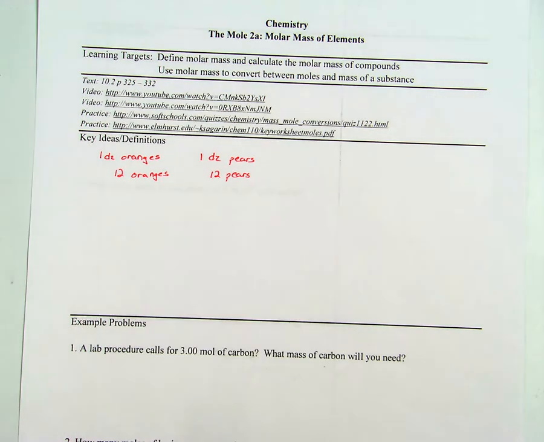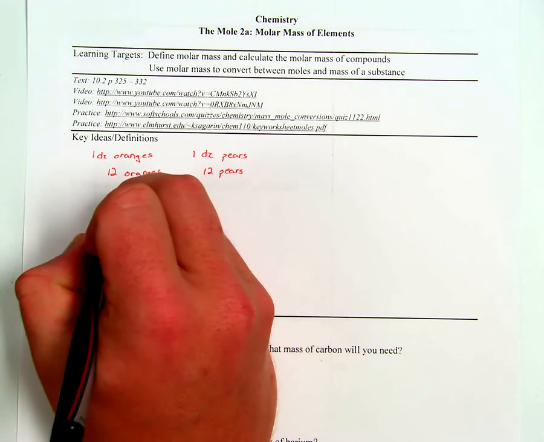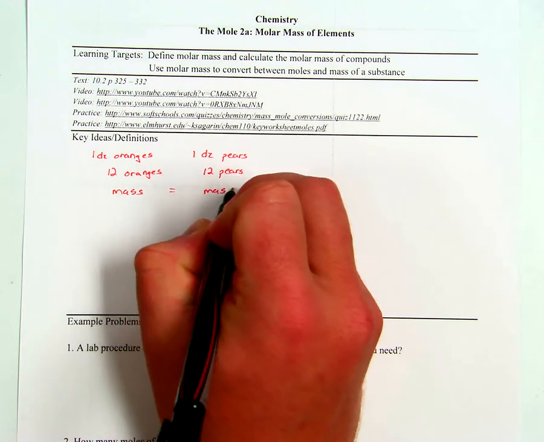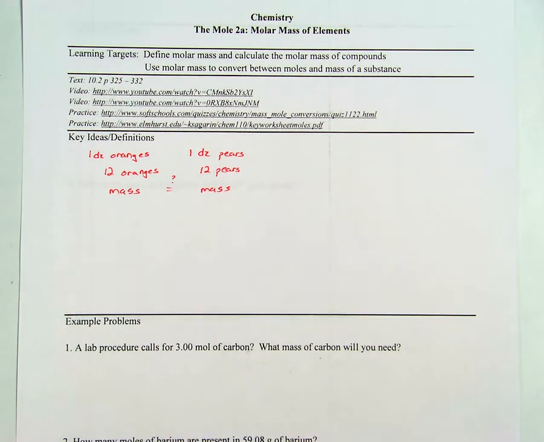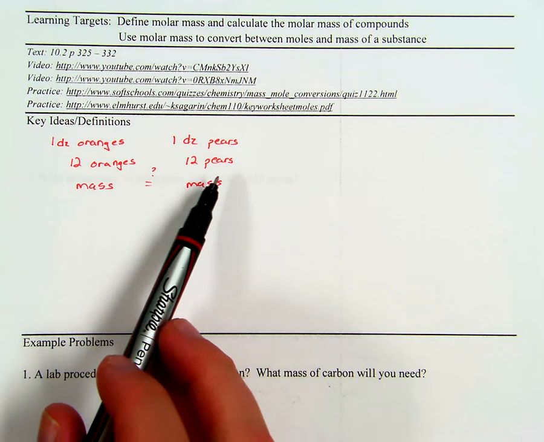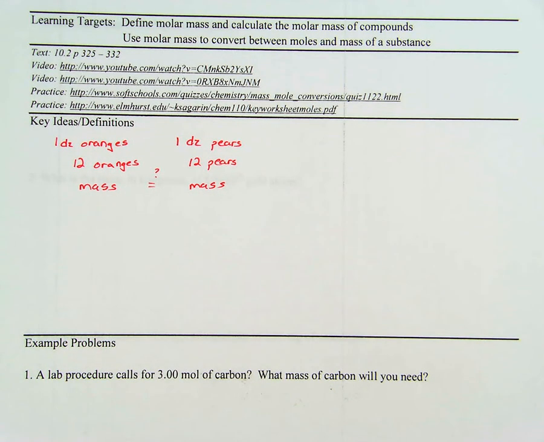That would be 12 pears. Now the question I have: would the mass of these 12 oranges be equal to the mass of the 12 pears? And of course the answer to that is no, because oranges and pears don't have the same mass. Oranges are more massive than pears, at least an average size orange, I would say. So they wouldn't have the same mass.